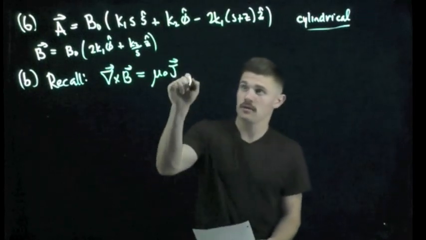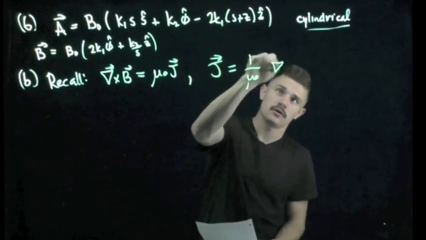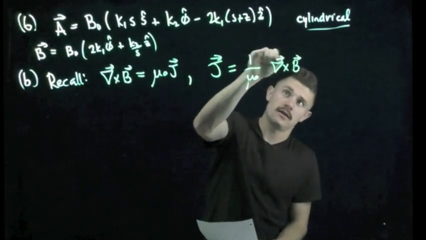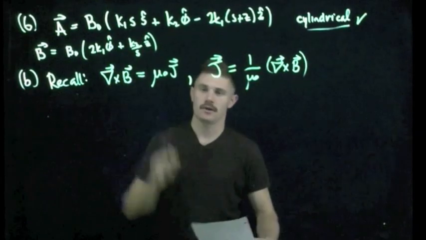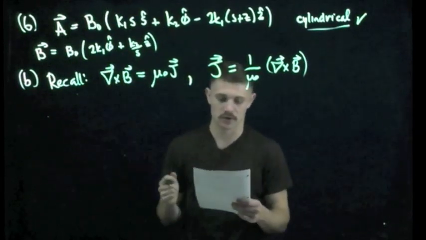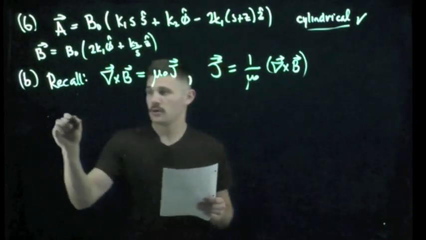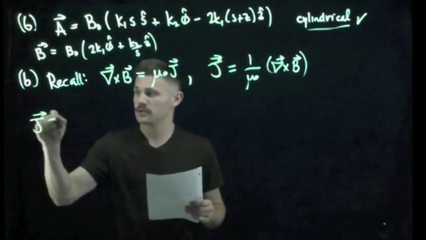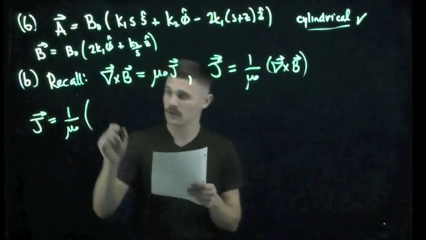We can solve for J, which says that we have 1 over mu naught curl of B. And again, B is in cylindrical coordinates because we have it directly from A. So now we just have to take the curl in cylindrical coordinates of our magnetic field. So I'll write this out. J is equal to 1 over mu naught. Again, the curl just comes straight from the formula sheet.